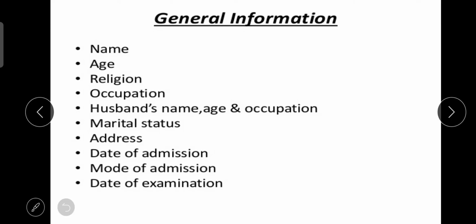The next one is general information. In the general information, you have the name of the patient, age, religion, occupation, husband's name, age and occupation of the husband, marital status, address, date of admission, mode of admission, and date of examination. This is for any case you are going to ask. So it is general information.